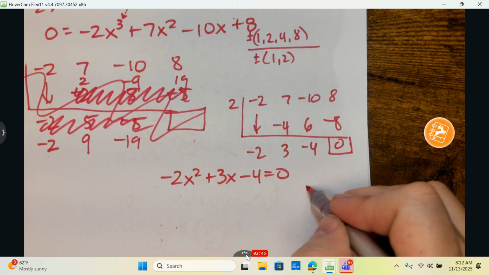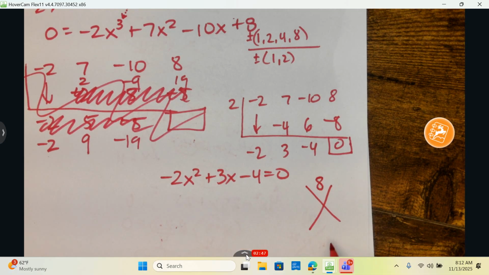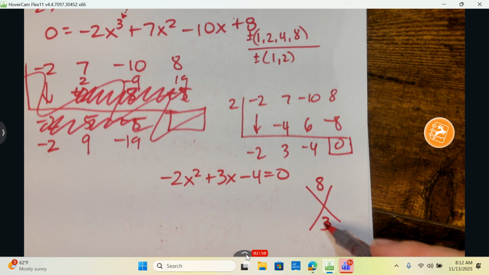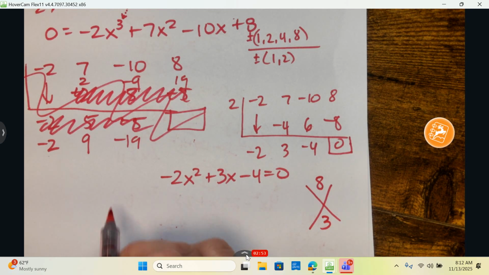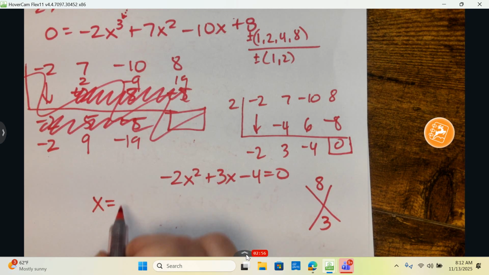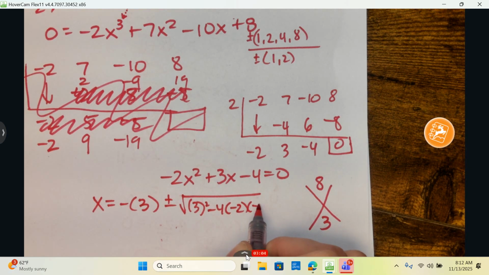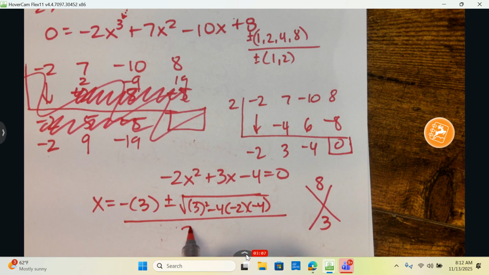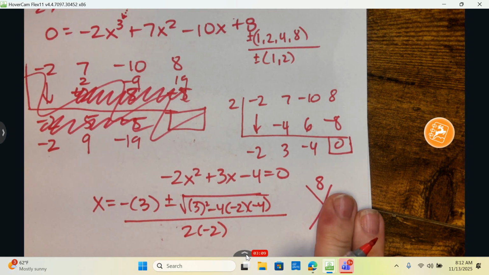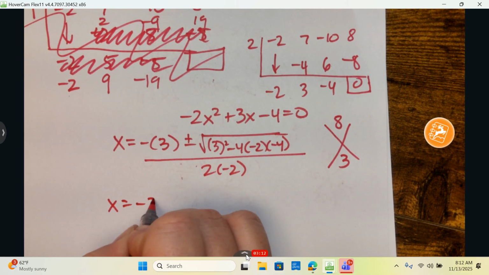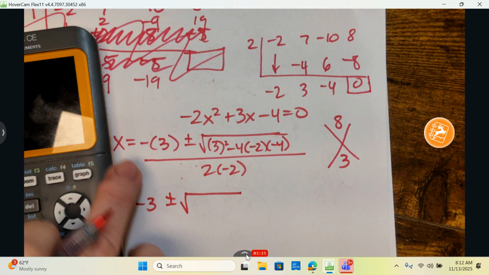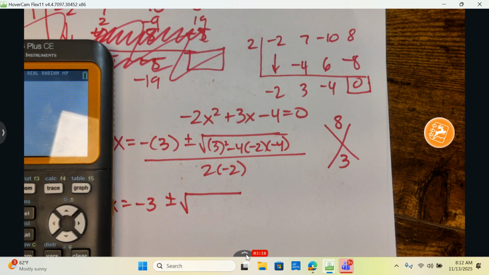Is it possible that I can factor this? Let's check. What multiplies to equal positive 8 and combines to give us 3? So 4 and 2 do not combine, 1 and 8 does not combine. I would need to check using the quadratic formula. So I have 3, then I have 3 squared minus 4ac, all divided by 2 times a. X equals negative 3 plus or minus. Okay, let's do the math inside of here. So inside I have 3 squared, subtract 4 times negative 2 times negative 4.